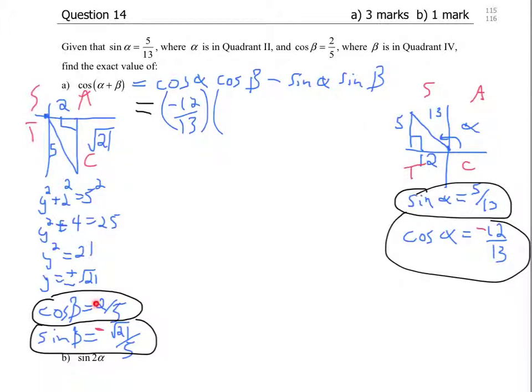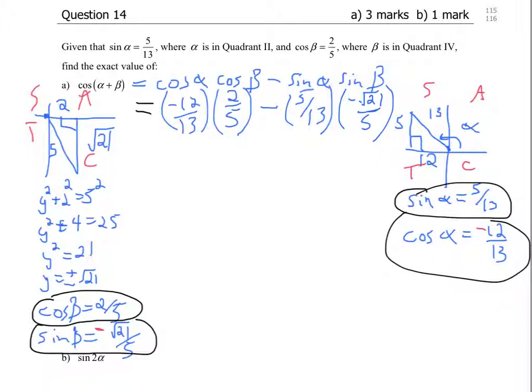Now we look for cos of beta. It's 2/5. So we write in 2/5. And now we're subtracting, because that's part of the formula. Now we look for sine of alpha. Sine of alpha is 5 over 13. So we write in 5 over 13. Again, don't write sine of 5 over 13. You do not take the sine of a ratio. Lastly, sine of beta. Sine of beta is negative root 21 over 5.